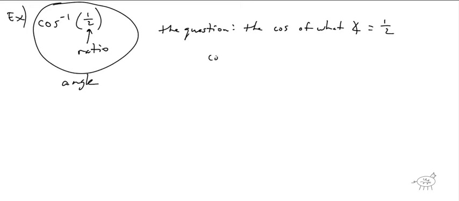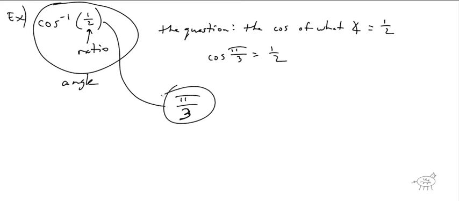And wouldn't you guys say the cosine of pi over 3 equals 1/2? So that's what the answer to this problem is. The inverse cosine of 1/2 is pi over 3. I'm looking for that angle. That's what it is. So you're going in reverse. I want to point out one thing here. Remember, the range for cosine is between 0 and pi. Is this value between 0 and pi? It sure is. So that's why my answer is pi over 3.